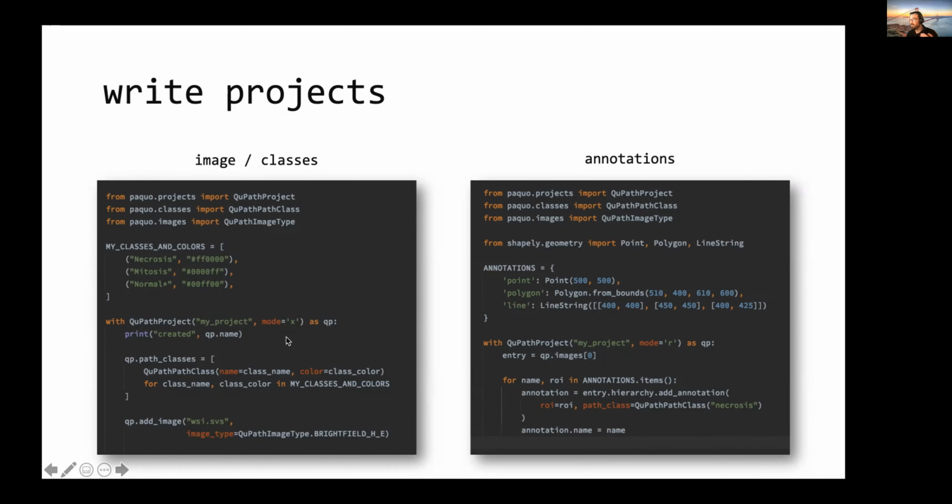So it's very Pythonic in a way, the interface. And we just set the path classes to a list of these classes and add an image to our QuPath instance. And after that, we have a predefined QuPath project that you can just open in QuPath. And for annotations, it's very similar, but we have Shapely geometries, which is the de facto 2D geometry library for accessing geometries in Python. And it's very easy to add annotations to a project. So you might mark a region that a pathologist should annotate very thoroughly.